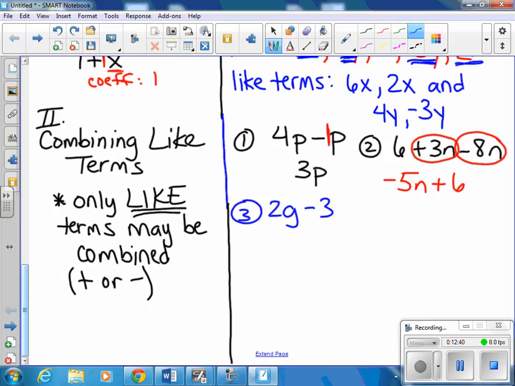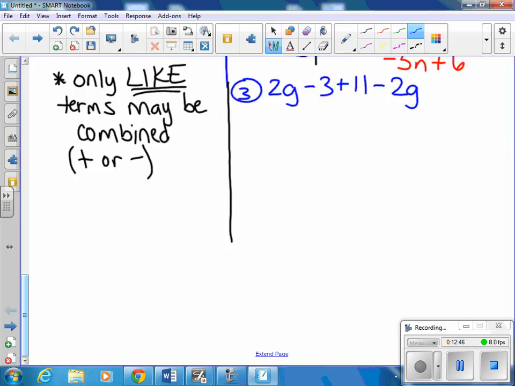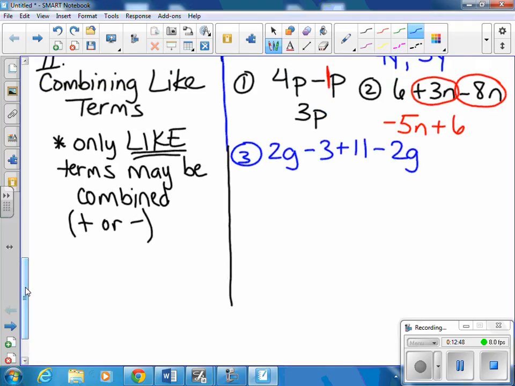2g minus 3 plus 11 minus 2g. All right, so here's our next one, and then we're looking for like terms first. Always start with your variables first. Since you know they're going to go in the front of your answer, you might as well get those out of the way first. All right, so if I'm looking for variables, I see 2g's here. This one is a positive 2g. This one's a minus 2g.